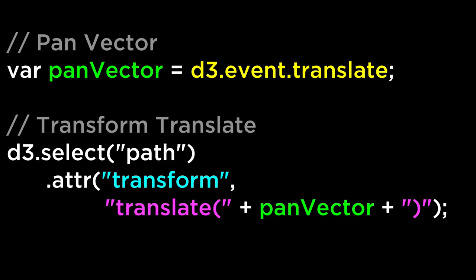Since the pan vector is a two-element array, it will use the SVG transform translate correctly to move the path element, which is great because it means that we can use this in the redraw event listener function. Every time the zoom behavior is triggered, we will be able to pan correctly because of the pan vector.